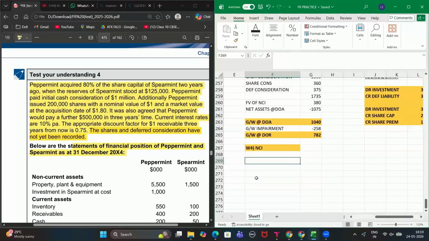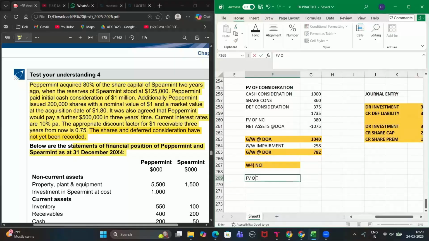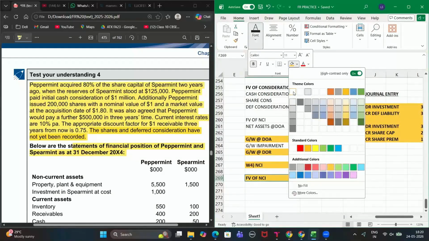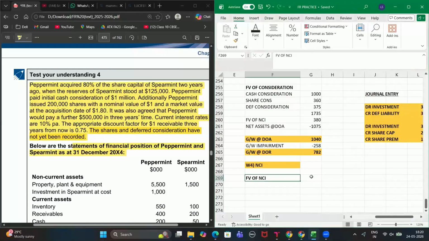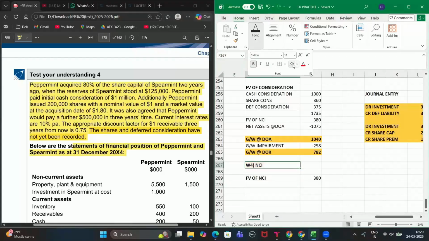So, what is the first value that we need? Fair value of NCI. What is it? What is the fair value of NCI? How much is it? 380,000. What else do we need?